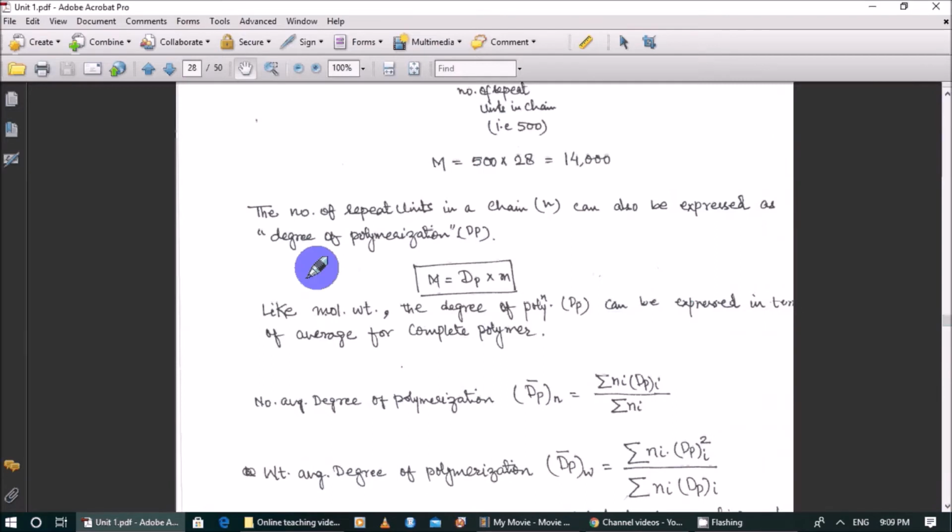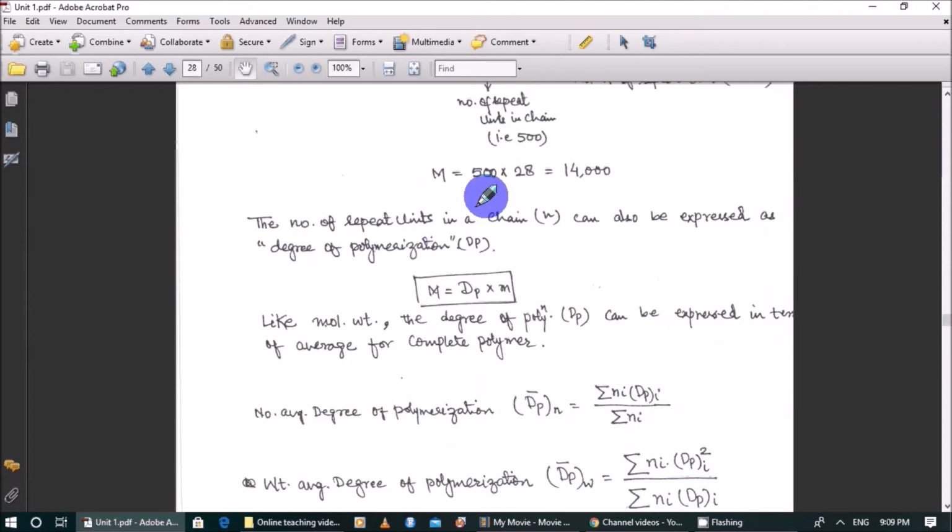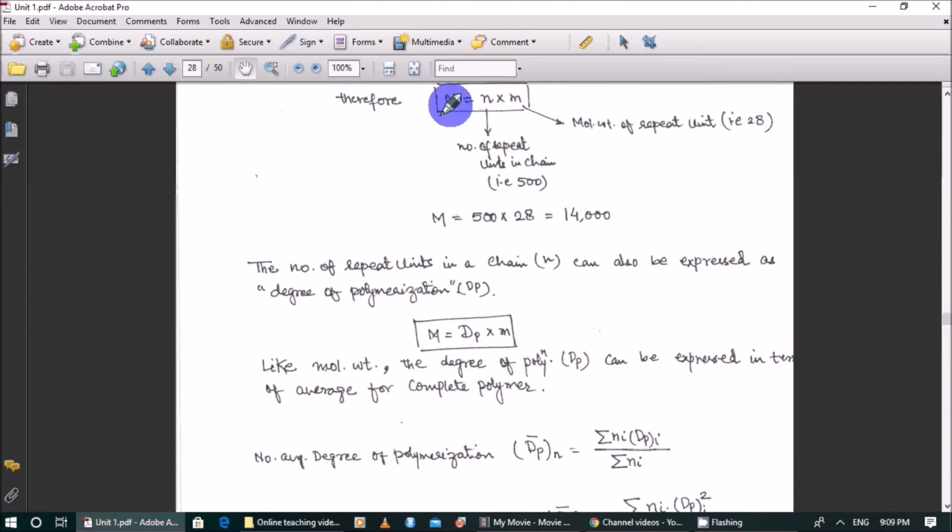The number of repeating units in a polymer chain can also be expressed as the degree of polymerization, dP, as I just told you. So the same formula: M is equal to, instead of the number of repeating units, we can write dP, where dP stands for degree of polymerization, multiplied with the molecular weight of the repeating unit, small m. So like molecular weight, the degree of polymerization can also be expressed in terms of average for the complete polymer.